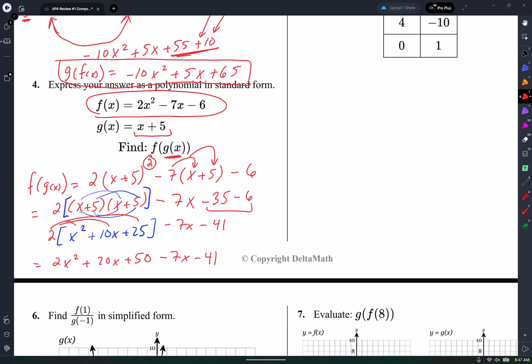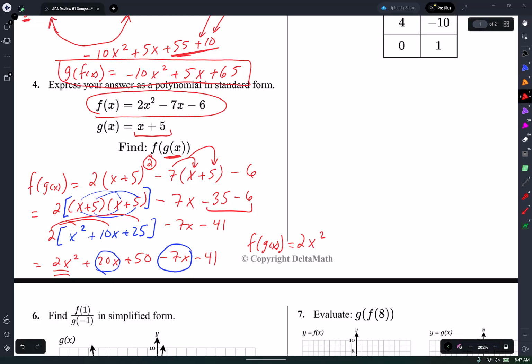I'll write it here. F composite of g of x equals, this is the highest degree, so I'm going to put that one first. 2x squared. I'm going to combine, so let me circle the ones that I'm going to combine. That 20x and this minus 7x. The difference between 20 and 7 is 13. The 20 is bigger, so it's going to be positive.